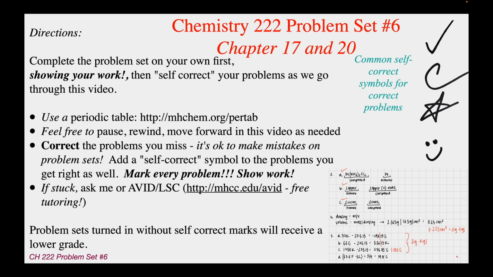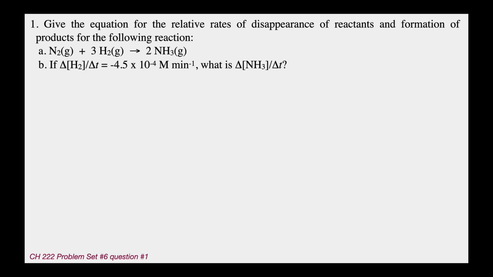Okay, without further ado, let's get into this problem set and see what these chapters have to offer. Give the equation for the relative rates of disappearance of reactants and formation of products for the following reaction. N2 plus 3H2 going to 2NH3. Then it says if delta H2 over delta T equals negative 4.5 times 10 to the minus 4 molar per minute, what is delta NH3 over delta T?